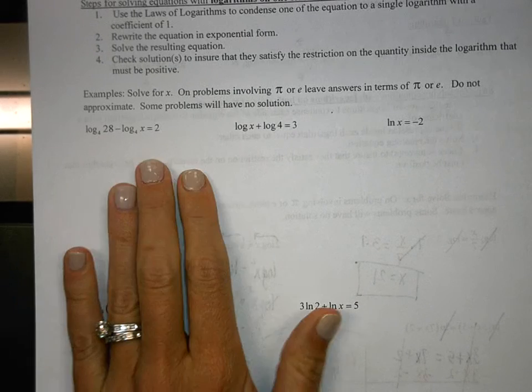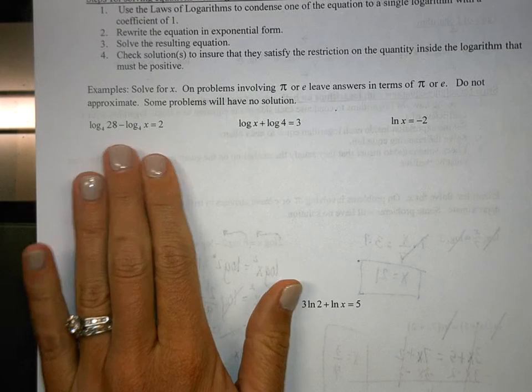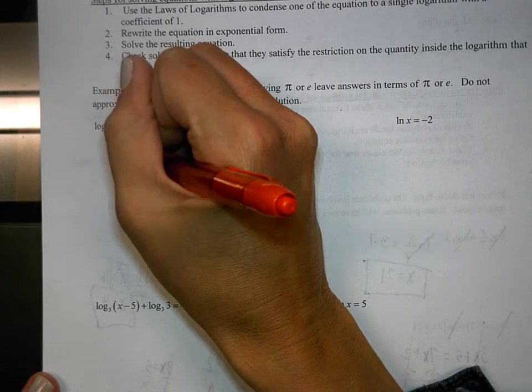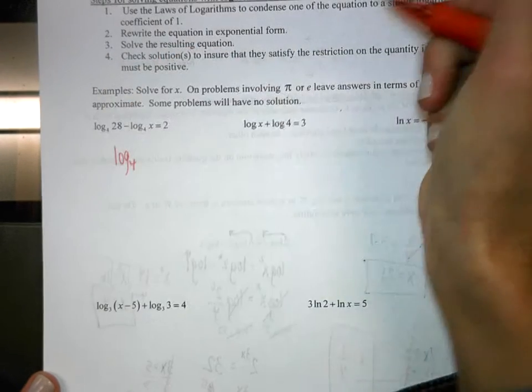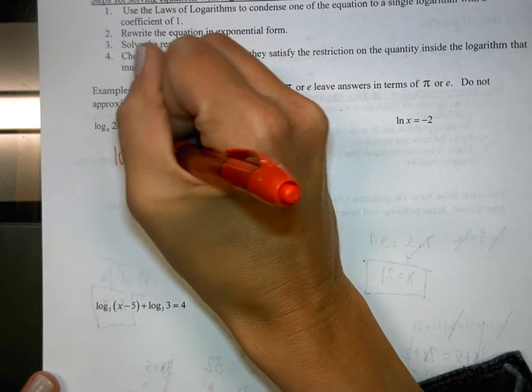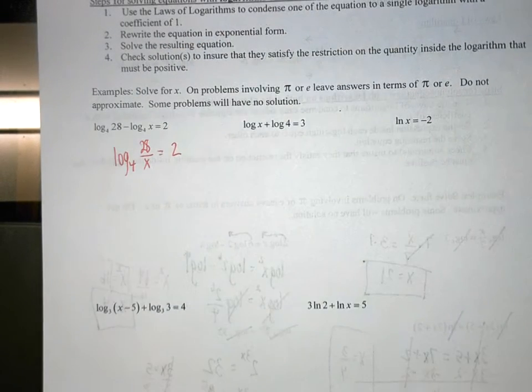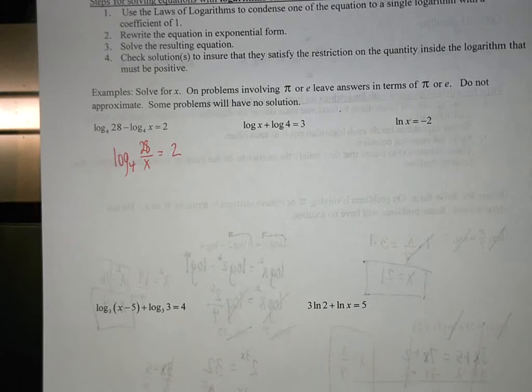So if we start here with this example, in order to condense this, I would write this as what? Log base 4 of 28 over x equals 2. Is everyone okay with that first step, with condensing? As a subtraction sign, when I condensed it, it changed to division. Now you'll notice here that there is not a log on both sides. So we have to change this to exponential form.